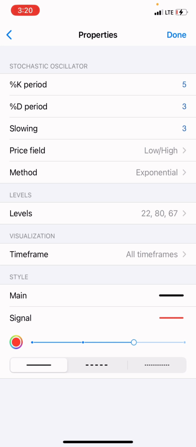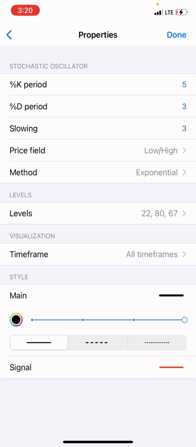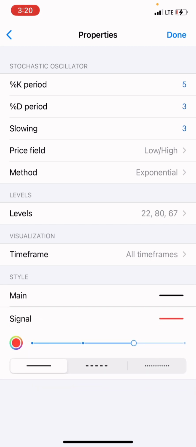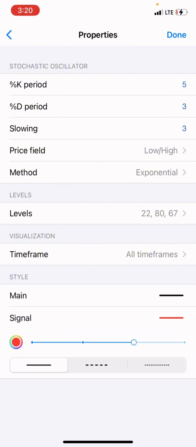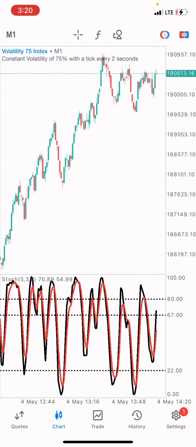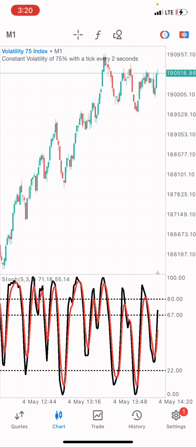The signal is going to be on 3. Then you reduce the main, put it on 3 as well. Let them be on the same amount of pixels. Then the color is going to be black, and the signal is going to be red. You click on done. All right, now this is the indicator we're using for this VIX 75.